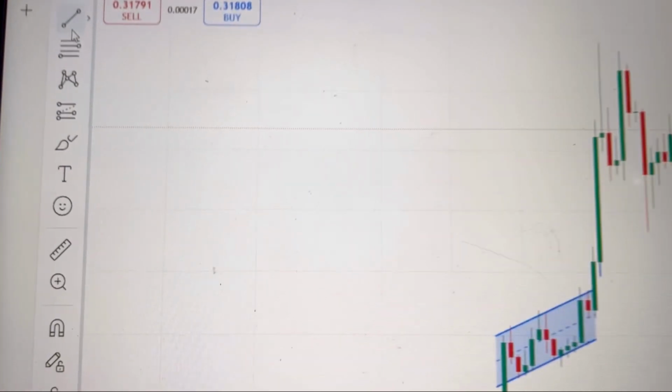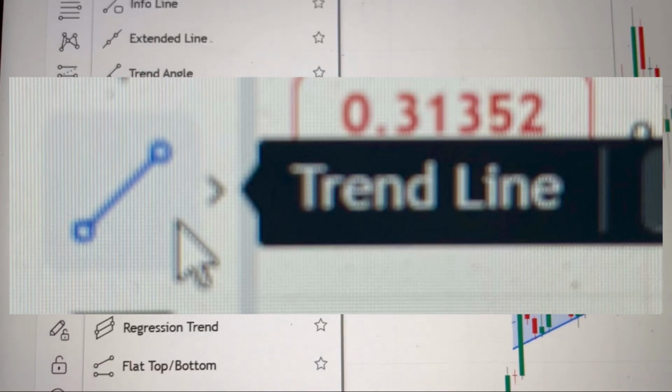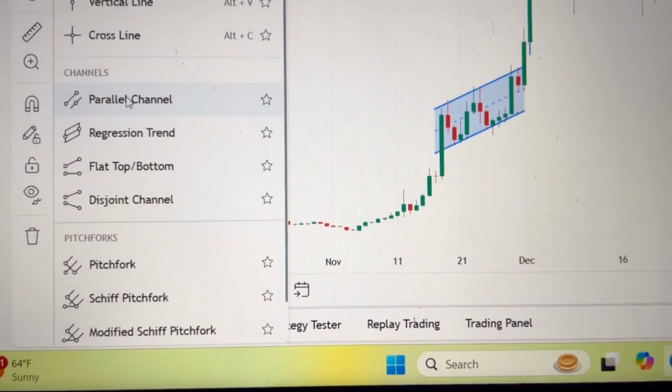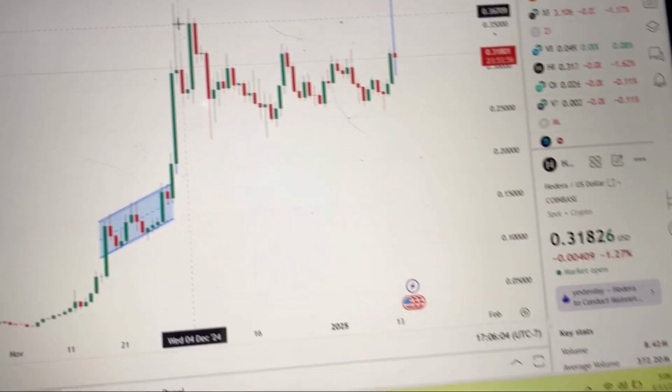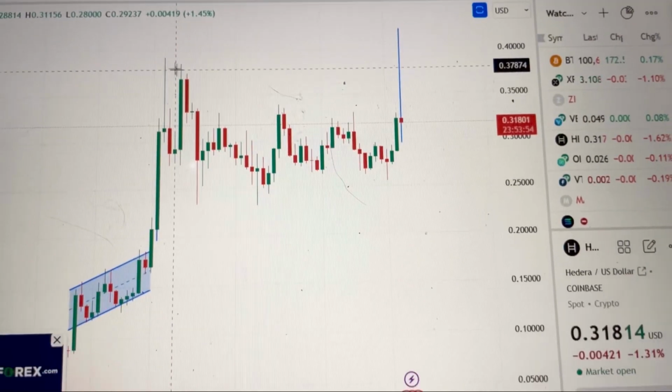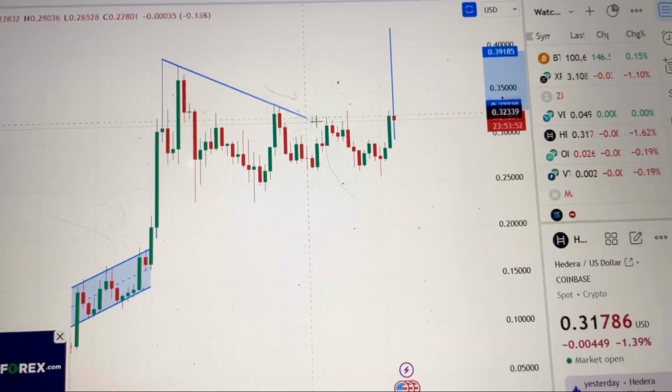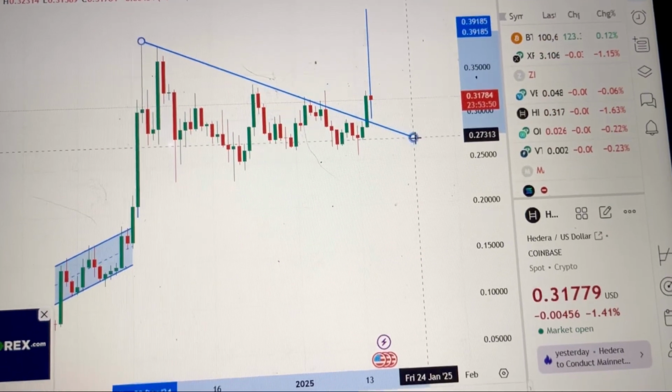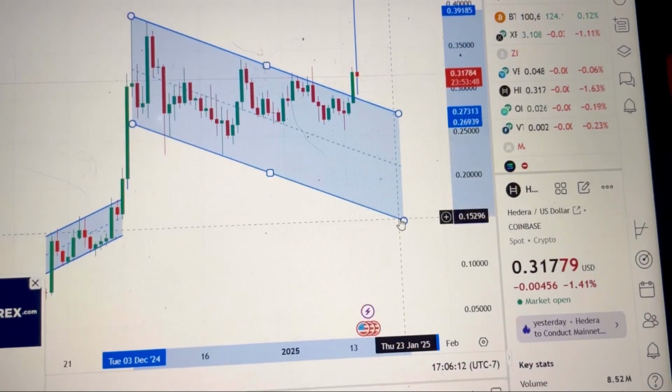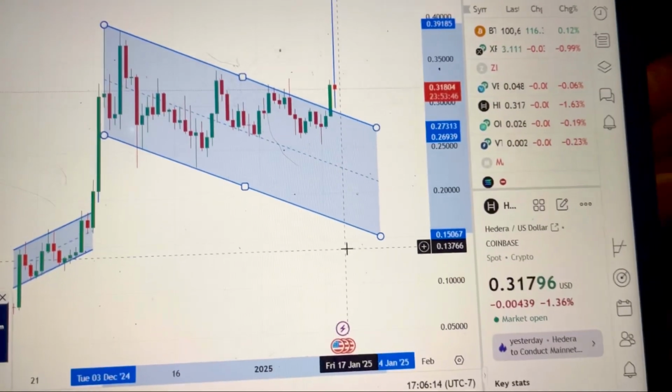You'll go over here to where you have this drawing tool, and you scroll down to where it says parallel channel. And then you find your top or your bottom. Watch this, I'm going to draw. Here's my top, my resistance. Go across like this where it hits the most and drag down. There is your pennant or your flag.